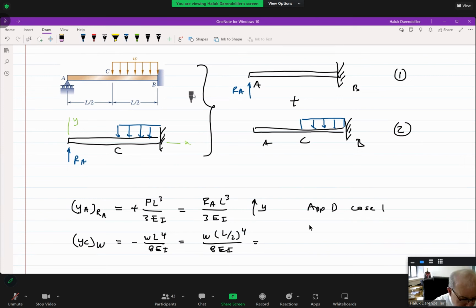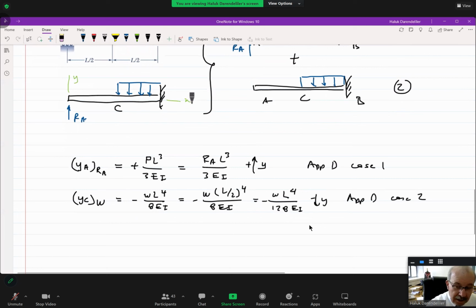So it is equal to W L cube, sorry, W L to power 4 over 128 EI. Minus, because it is in this direction. It is plus direction, this is minus direction. So this is Appendix D, Case 2.